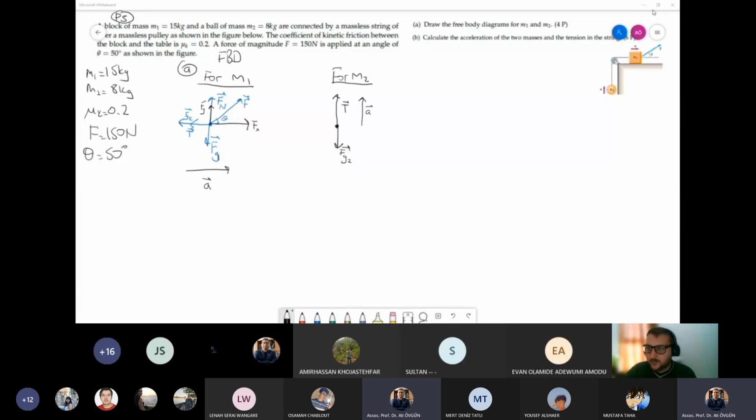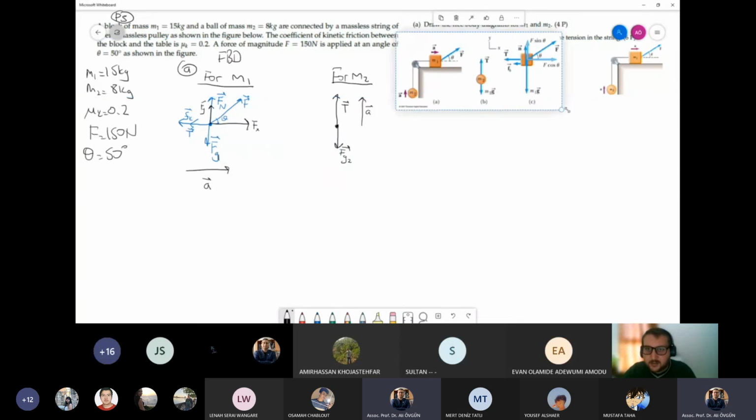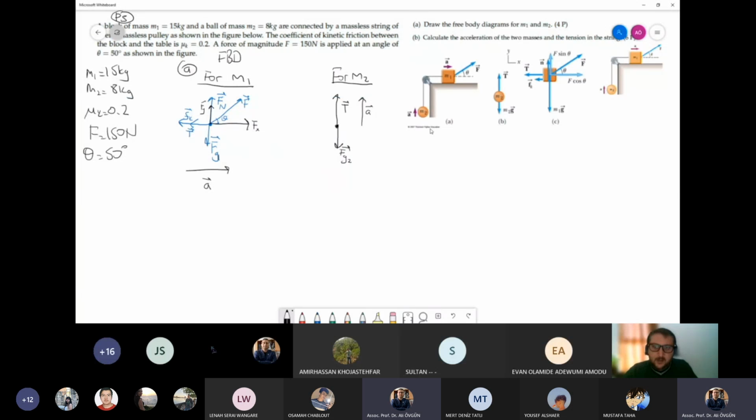So here I can show you. So we draw the free body diagram. You can see the free body diagram is drawn like that. It is similar. There is a tension upward, M2G, which is the gravitation force downward. And for M1, tension on the rope to the left, friction force to the left, force with the theta, normal force upward, and M1G is downward. And then you must take the components.